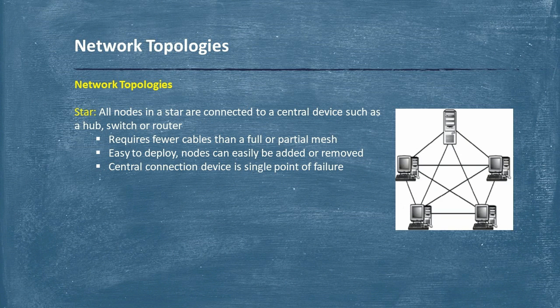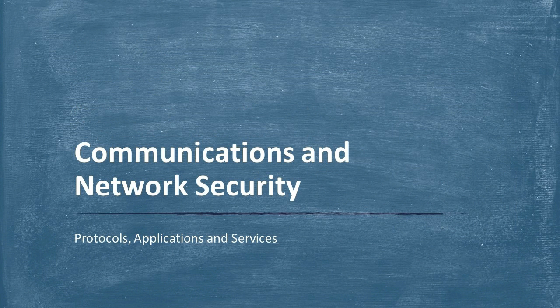Then comes the star topology. All the nodes in the star are connected to a central device, here a concentrator or a hub. It requires fewer cables than a full or partial mesh. Easy to deploy, nodes can easily be added or removed here also. The central connection device is a single point of failure. So if the central point fails, all the nodes cannot communicate.